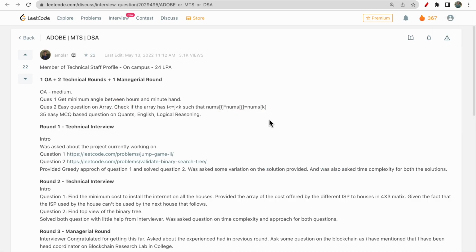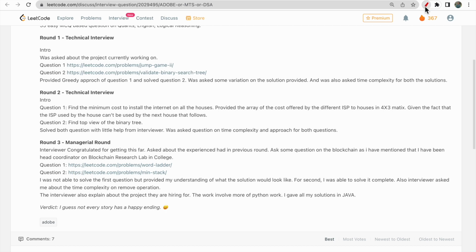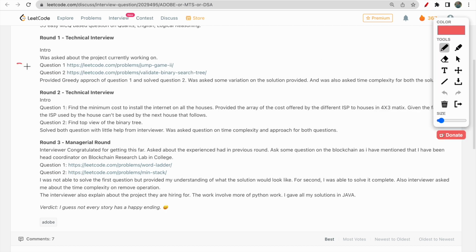Now guys, you can see there are technical interview questions also given here. These are Jump Game 2 and Validate Binary Search Tree. This is an easy level question, and this is a somewhat medium level question. You can easily solve with one for loop using the greedy approach. Okay, and yeah, these two are some new questions. So guys, if you want a video on technical interview question number 1 and 2, then do let me know in the comments. And for the managerial round, this Min Stack is easy, but this Word Ladder is a somewhat difficult question that you need to solve.